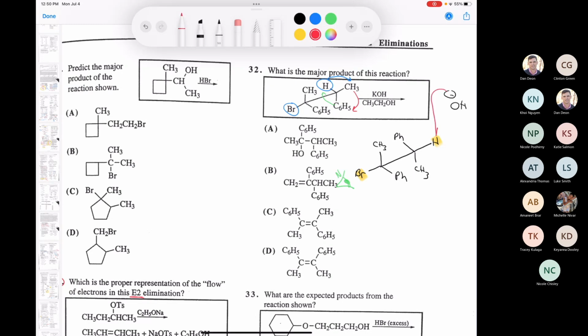And so if the base, my hydroxide, ends up doing the E2, so ripping off the proton, forming a double bond, losing the leaving group like that, what do I end up with? I've got my double bond like this. Okay, got my double bond that way.